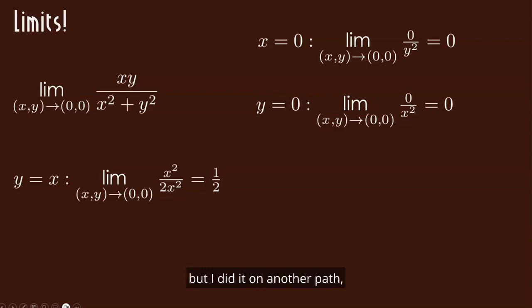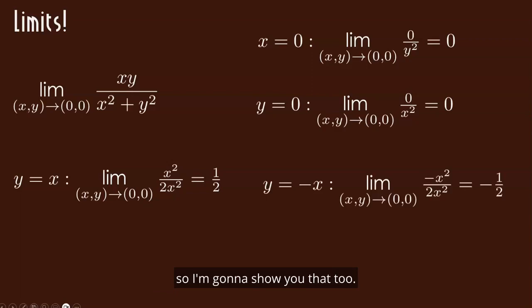But I did it on another path, so I'm going to show you that too. If y equals -x, I get -1/2. Oh look, 1/2 and -1/2 are different, so is 0. So this limit does not exist.